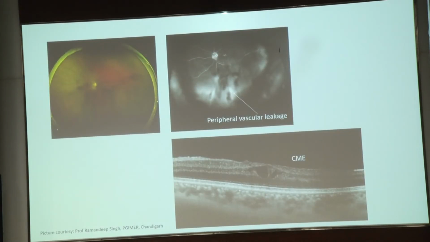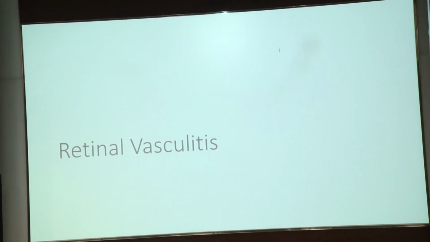This is one of the patients who presented with disc edema. There was presence of vitritis. FFA reveals a hot disc and peripheral vascular leakage. OCT also helps in the diagnosis, as we can document CME, and this is a case of intermediate uveitis. The CT as well as Mantoux came out positive for this patient.